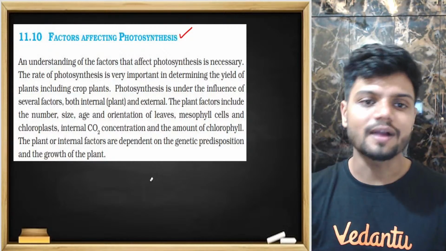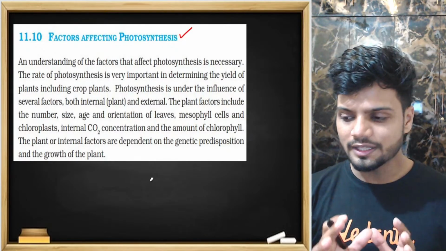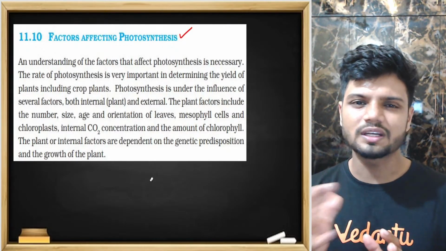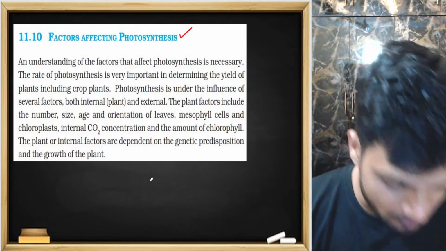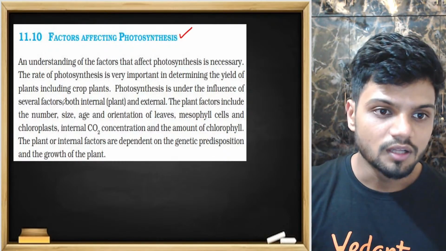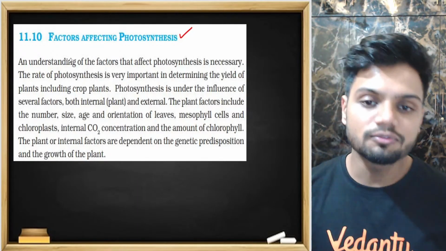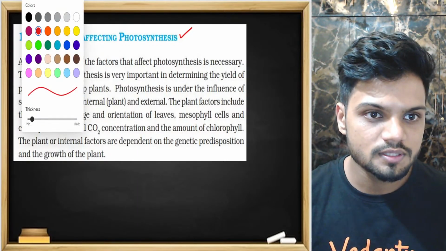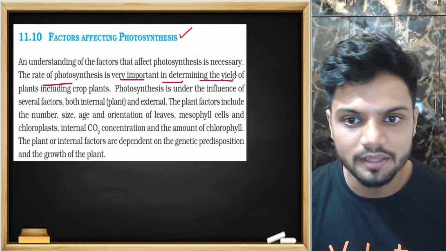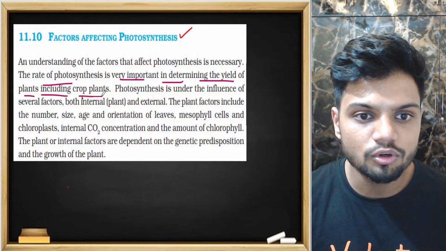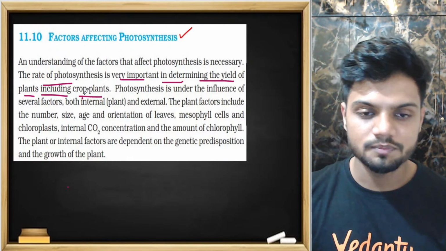Now I will teach something called factors affecting photosynthesis. Very easy to understand. And hardly you will get one or two questions every alternating year, or once in 3 years you get a question from here. Nevertheless, you can't skip it. Okay, so let's read it. An understanding of the factors that affect photosynthesis is necessary. The rate of photosynthesis is very important in determining the yield of the plants, including crop plants.